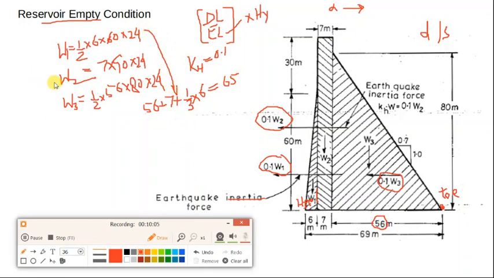Similarly, the lever arm for W2. The distance of this centroid from the toe will be equal to 56 plus 7 by 2. So this will give you 59.5.